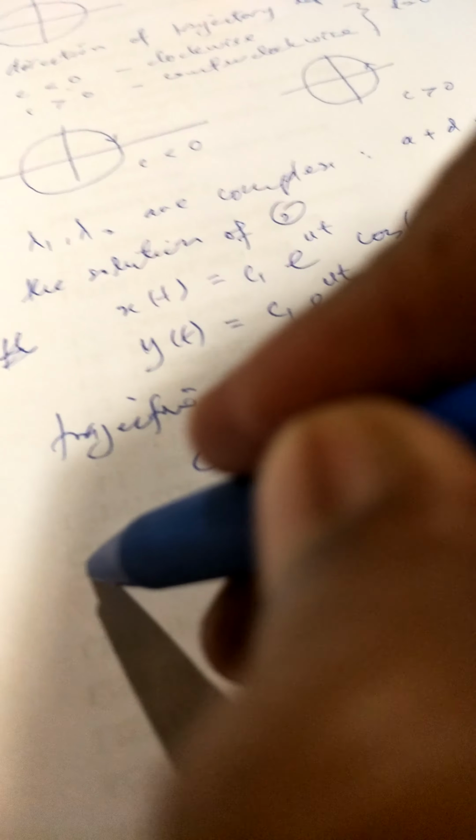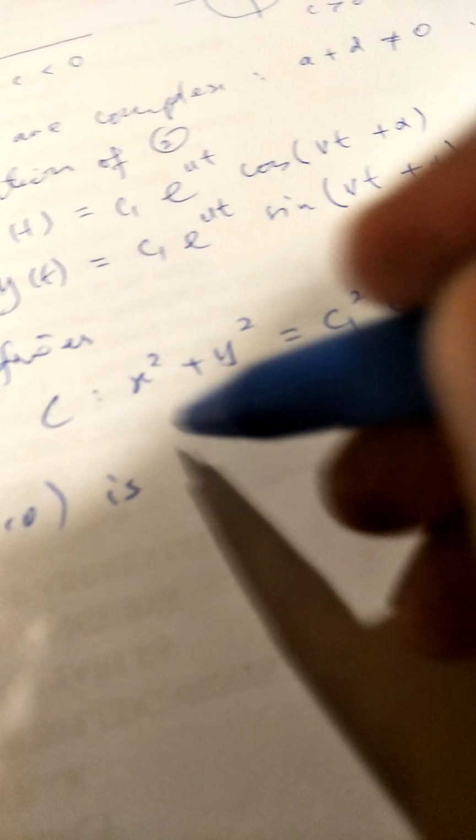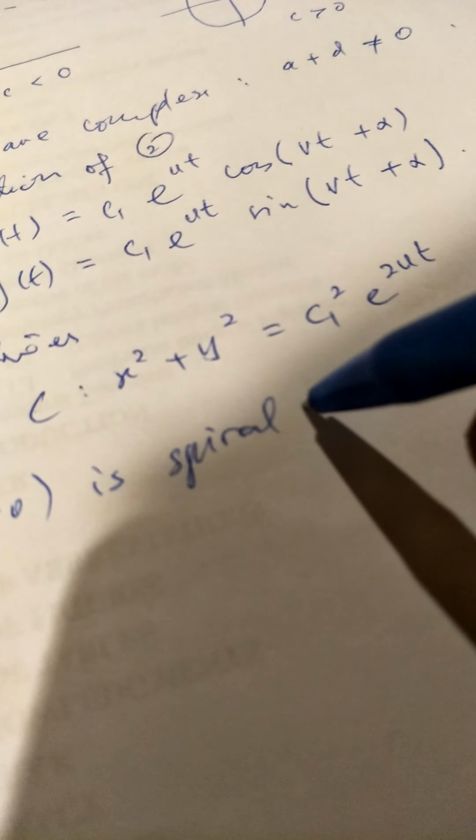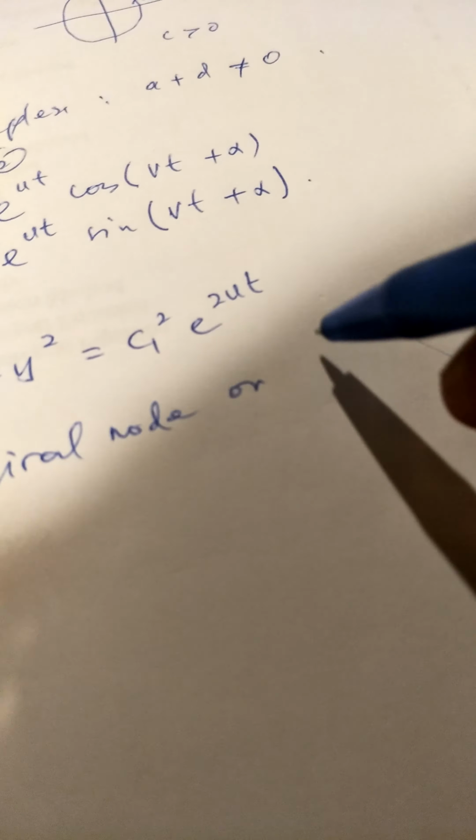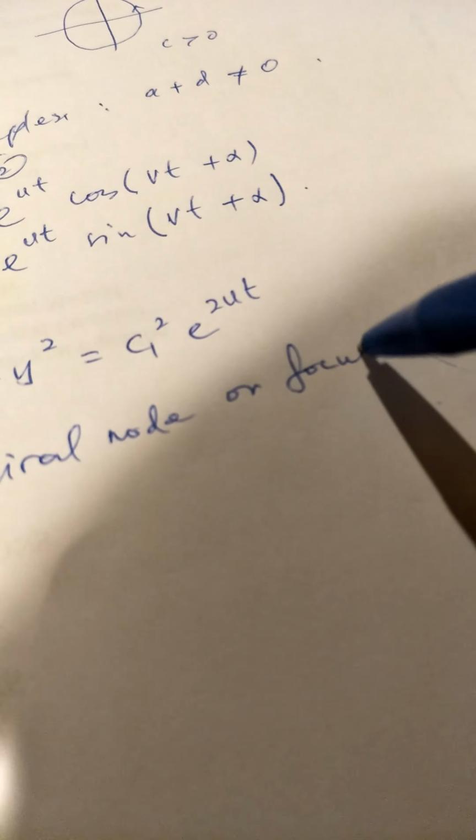So in this case, therefore, (0, 0) is a spiral point or spiral knot, also known as a focus. Yeah, and it is stable, and it is asymptotically stable if we have (a + d)/2 equal to u and negative.